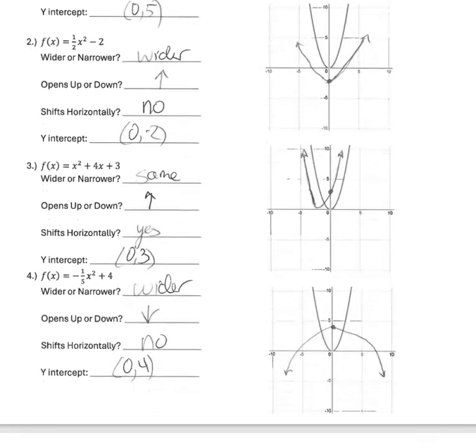The next one here is going to be wider than the parent function. It's going to open upwards. It is not going to shift horizontally because there's no B term, and it is going to have a y-intercept of -2. And you could see the graph that I did with that one. The next one is going to be the same as the parent function. It opens up. It is shifted left or right. We're not quite sure which direction, but it is going to be shifted. And then it is going to have a y-intercept of 3. So I made my best graph with that information in mind.